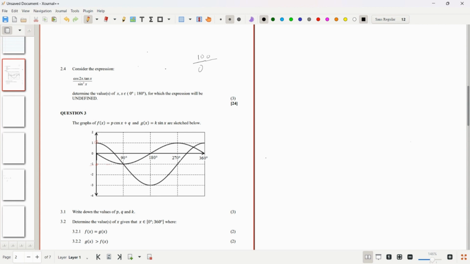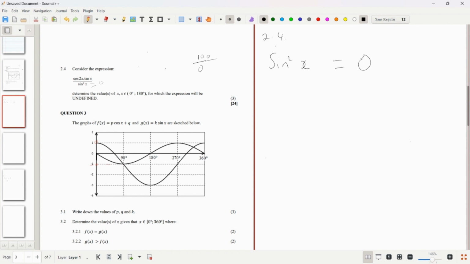So what does this mean? It means that any number divided by 0 is always undefined. So how can we make this expression undefined? We need to check our denominator. Our denominator has to equal 0. So if I write it here, our sine square x or sine x squared has to equal 0, right?